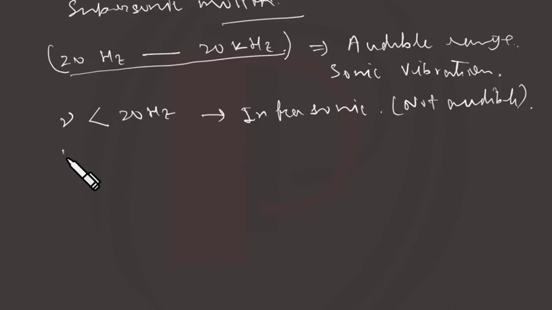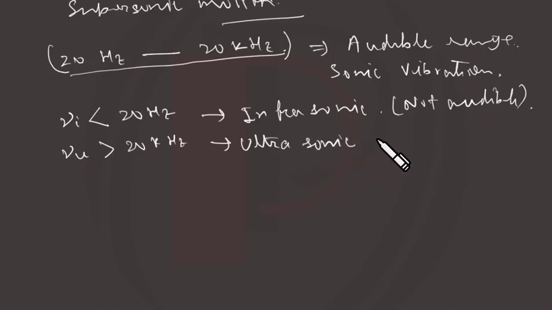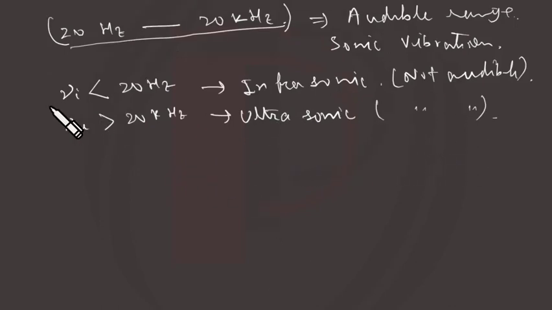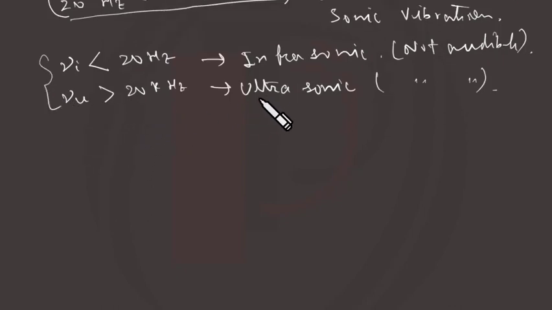Any vibration that is more than 20 kilohertz is also non-audible and called ultrasonic vibration. Any vibration below 20 Hz is infrasonic, non-audible. Any vibration above 20 kilohertz is ultrasonic, of course that is also non-audible. Although these are non-audible vibrations, still we have some applications of these vibrations, especially the ultrasonic vibration.